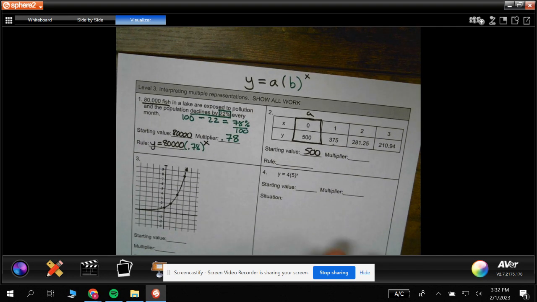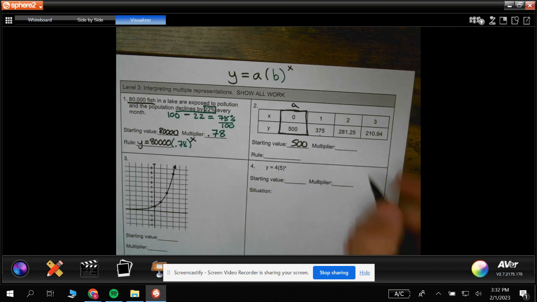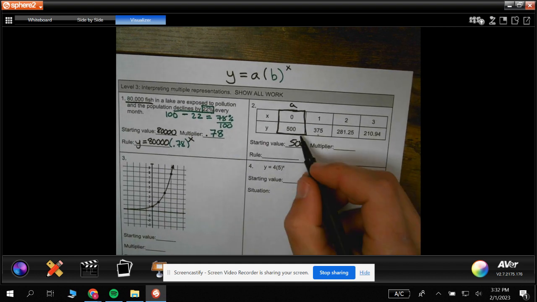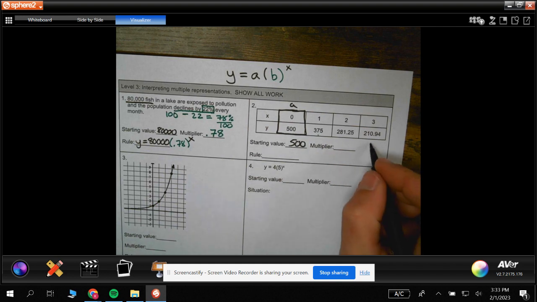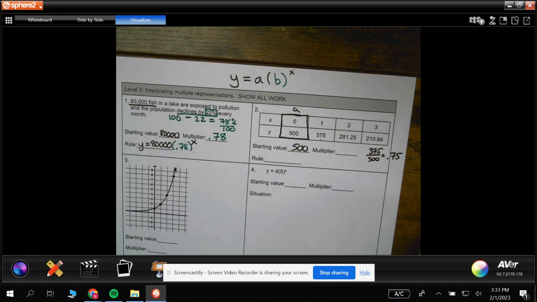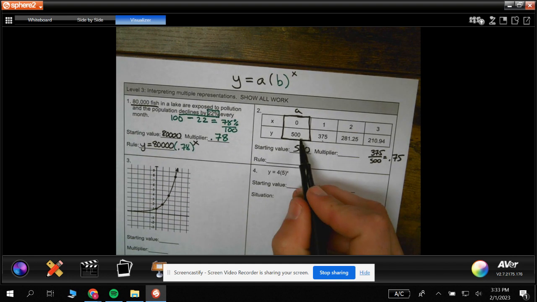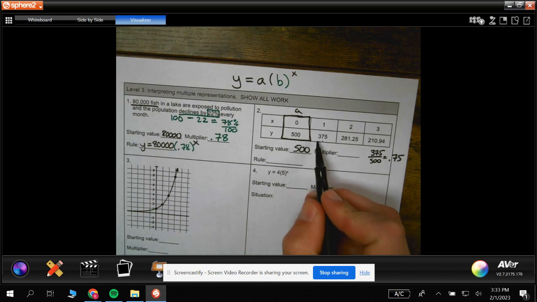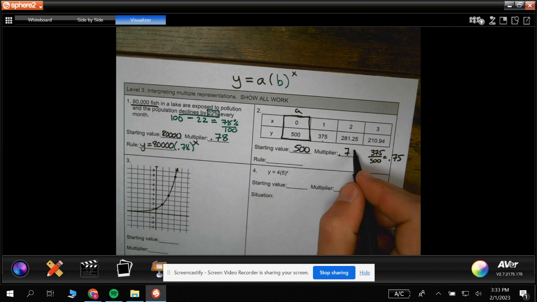When I'm not sure how to find the multiplier, the best thing I can do is to undo it. So how do I go from here to here? To figure it out, let's go backwards. What is 375 divided by 500? Turns out that equals 0.75. So 500 times 0.75 equals 375.